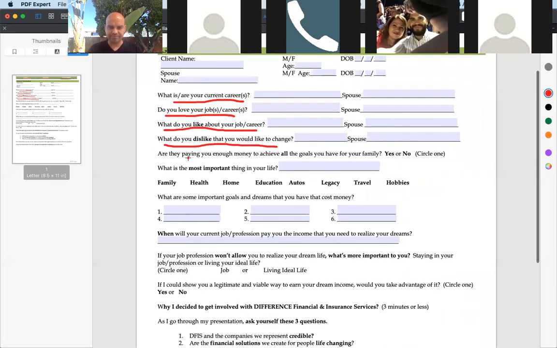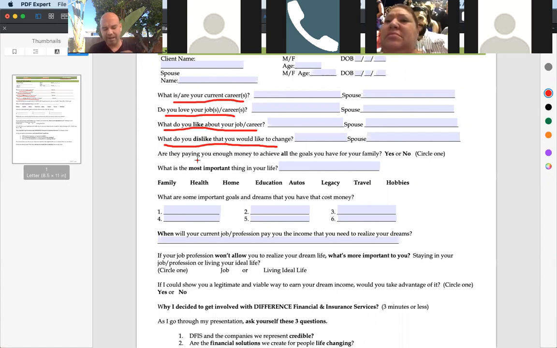Okay, next thing here is, are they paying you enough money to achieve all the goals that you have for your family? That's a very viable question, guys. Don't feel threatened by that. You're not asking how much money they make. You're just asking, Isaac, does FedEx pay you enough money to achieve all the goals that you have for your family? And I'm going to stay quiet. He's going to say yay or nay. And of course he said, no, they don't. He said it, but I put it in the form of a question.